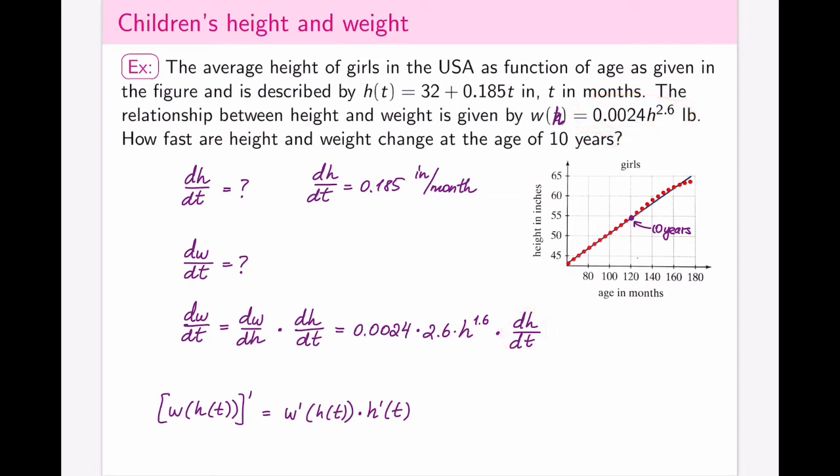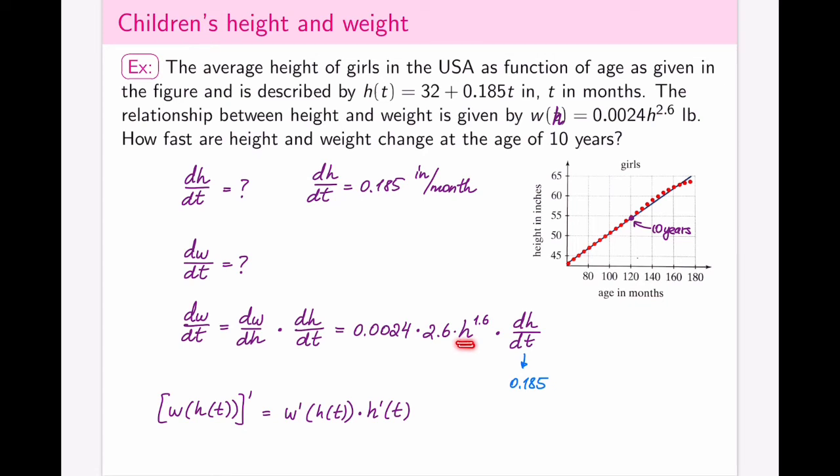Now, what do I have? I am interested in this, of course, overall expression. I know that dh by dt is this value, so I can simply plug that in. So dh by dt is 0.185. But what about the actual height here?